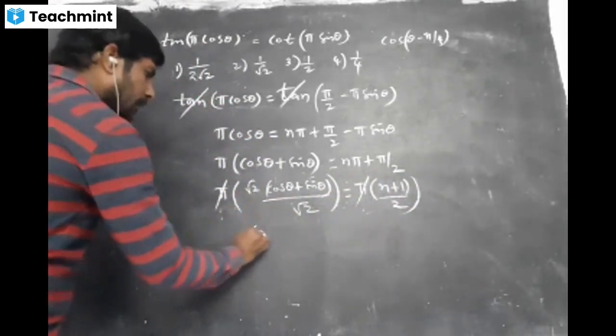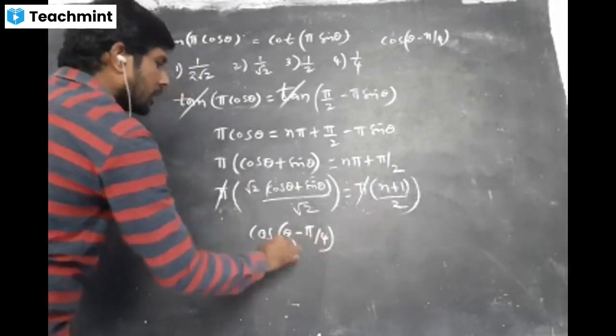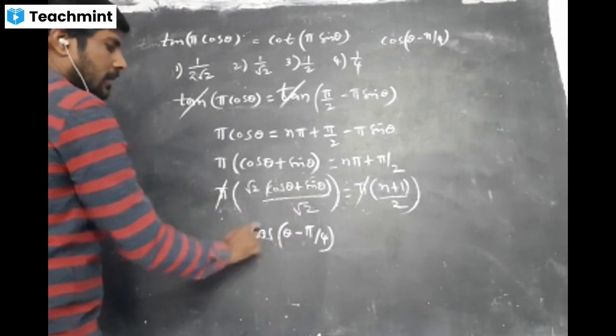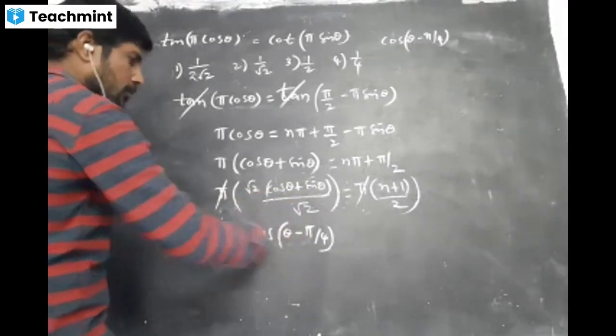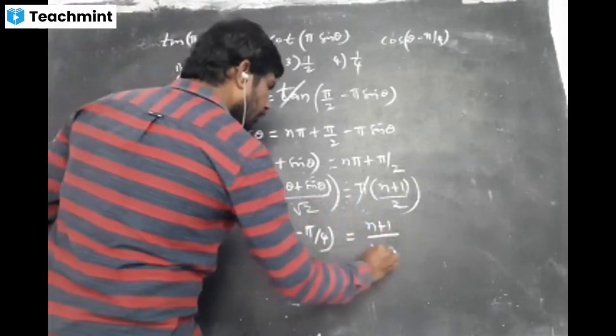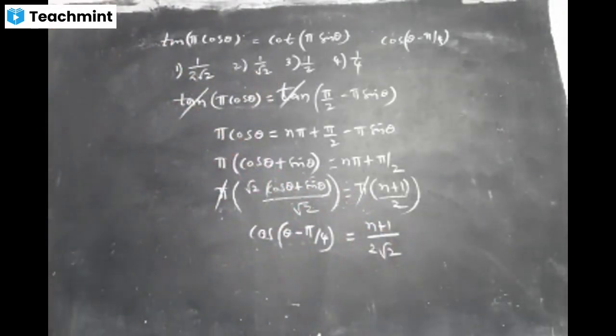So this one we can write as cos of theta minus pi by 4. Cos of a minus b is cos a cos b plus sin a sin b. Cos of theta minus pi by 4: this root 2 goes that side, so it is n plus 1 by 2 root 2.